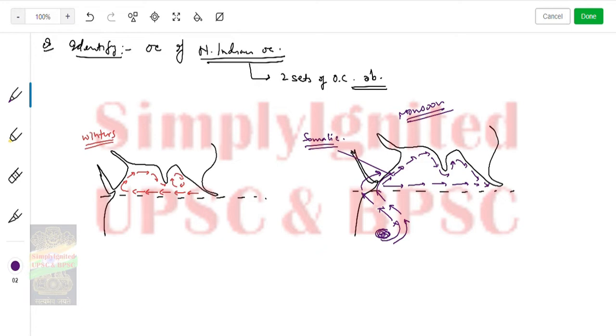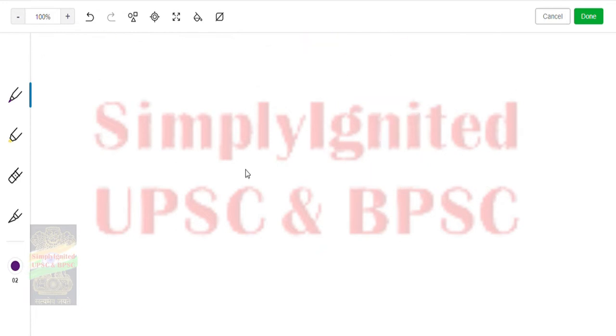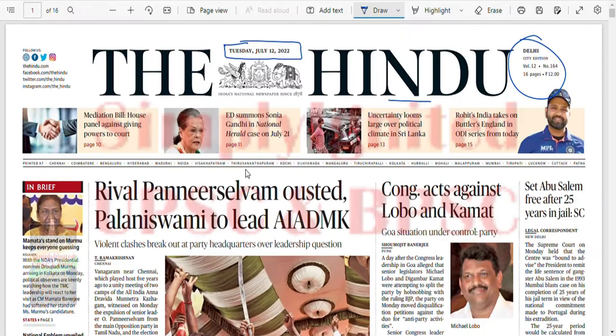Okay, you got it. Now the question for tomorrow, a very easy question. You have to identify the fold mountain systems of the world. Okay, you have to do this. Fine. Now let's go on to identify and analyze the news.